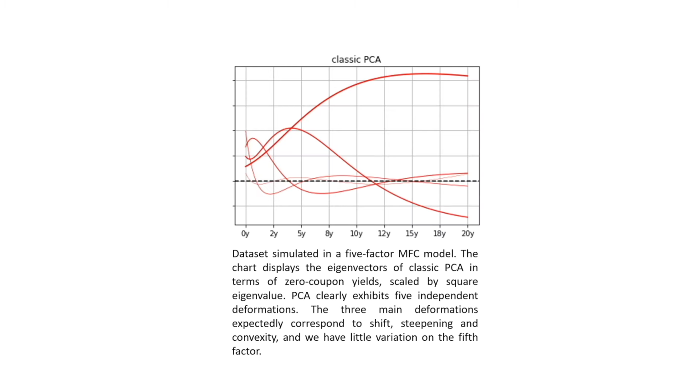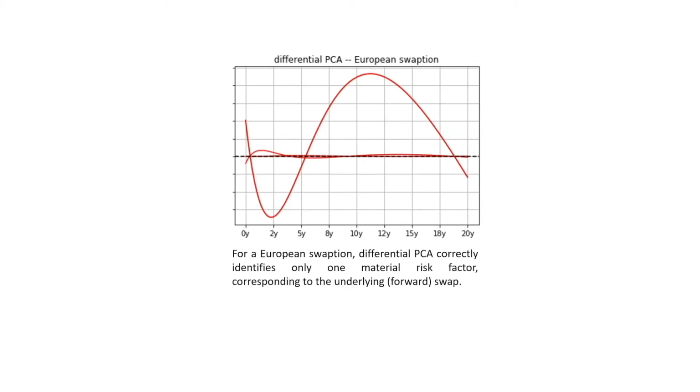Here I simulated a Bermudan option dataset in a 5-factor Cheyette model. This graph displays the eigenvectors of classic PCA in terms of zero coupon yields scaled by square eigenvalue. PCA clearly exhibits 5 independent deformations. The 3 main deformations expectedly correspond to shift, steepening, and convexity, and we see that we have little variation on the 5th factor. For a European swaption, differential PCA correctly identifies only one material risk factor, corresponding to the underlying forward swap.